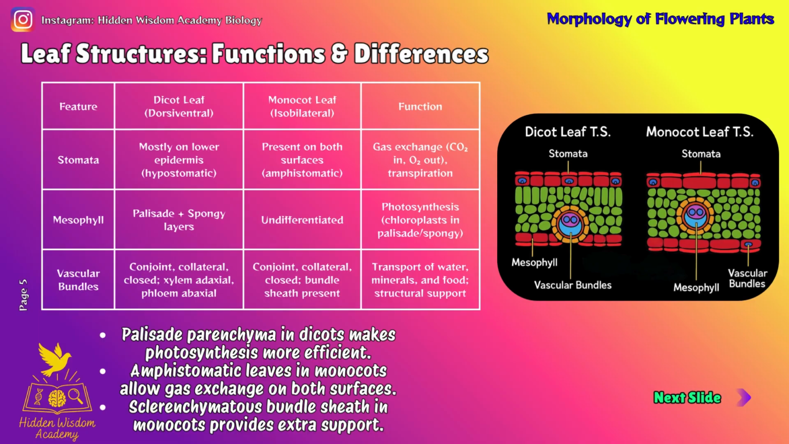Vascular bundles are conjoint and collateral in both, but monocots have a strong sclerenchymatous sheath. In dicots, xylem is on top and phloem below. These structures help leaves carry out photosynthesis, transpiration, and transport of water and nutrients efficiently.